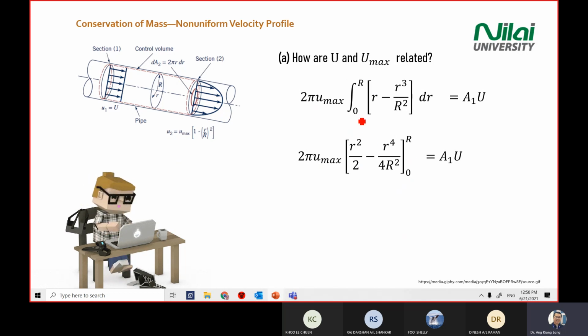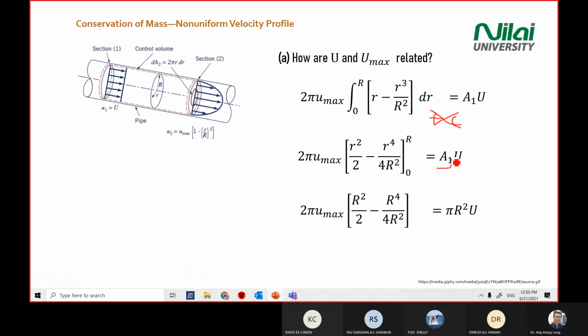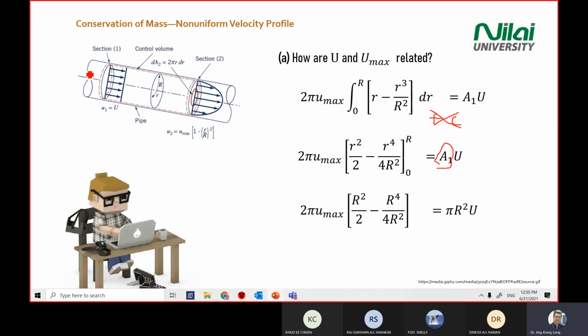Now, since we have an integration with the limit here, with the boundary condition here, it means we don't need to find the constant value like what we did in the previous lecture. So you don't need to find a constant value for integration. Straight away, you substitute, and you continue solving for u max and u. So here, you can cancel. The area for section 1 here is a full circle, and the full circle area is pi R squared.